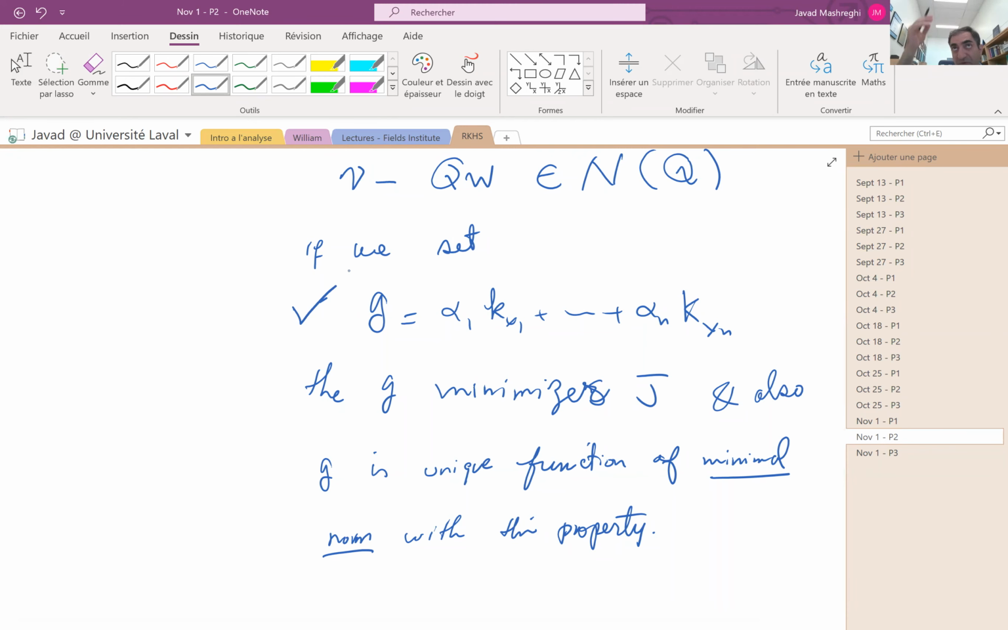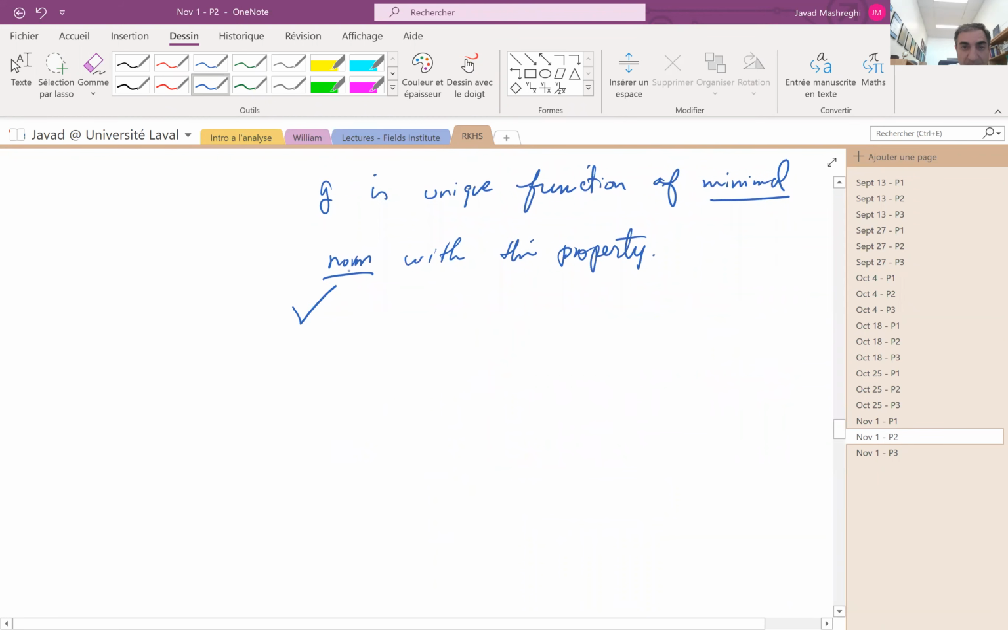True, as before, when the solution exists, the solution is not necessarily unique. We can have many interpolating functions. But if we are looking for a function of minimal norm, then it becomes unique. And well, the proof is not that difficult.